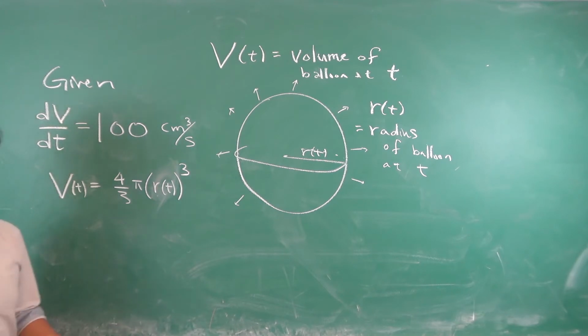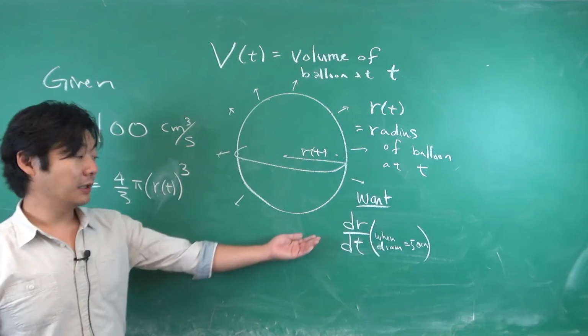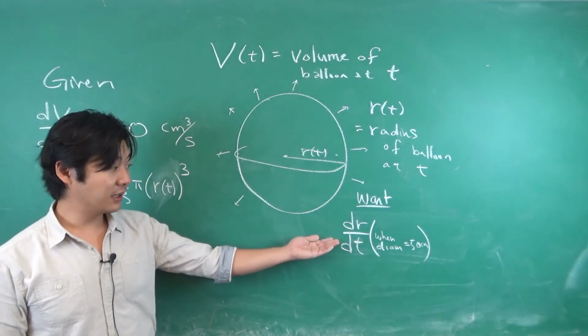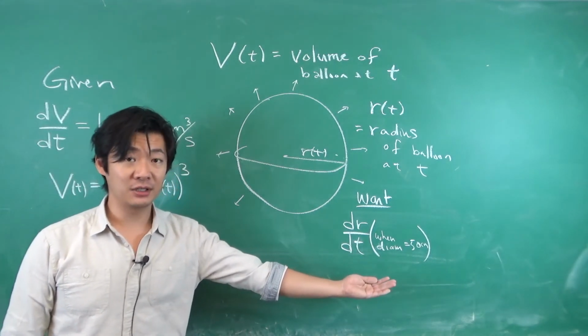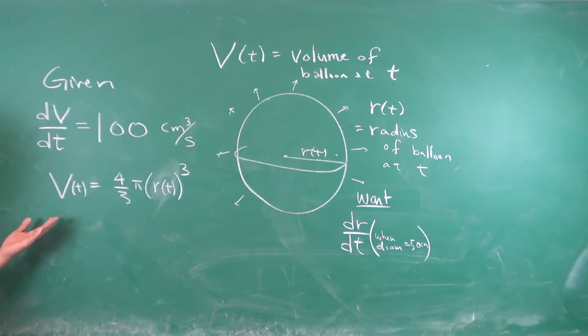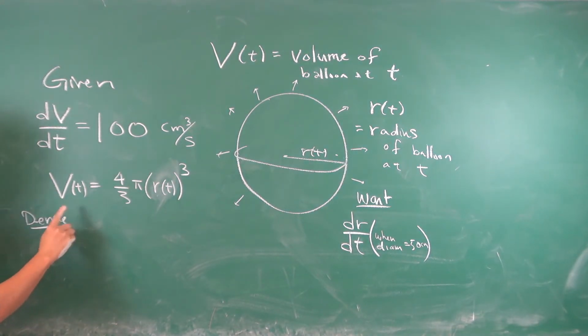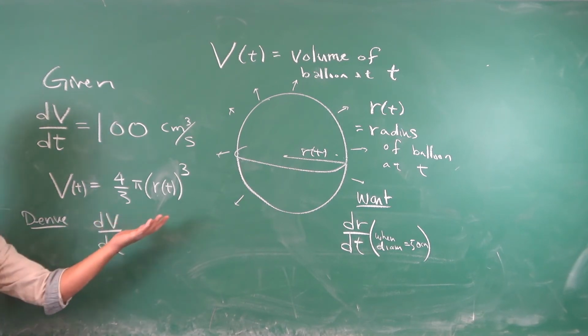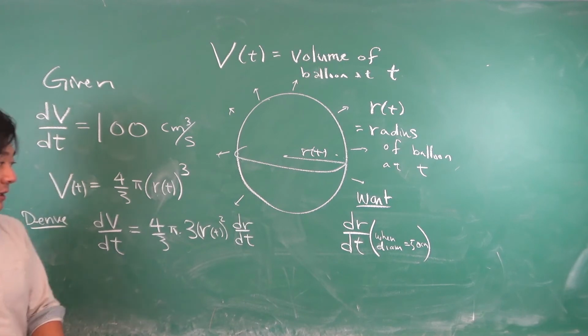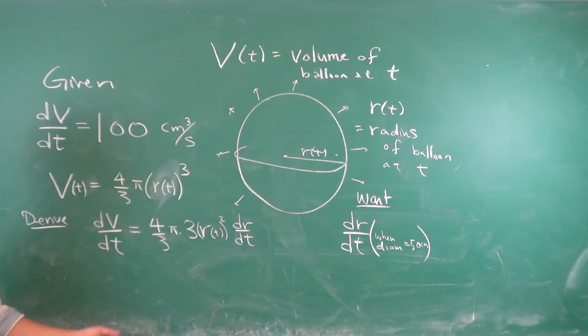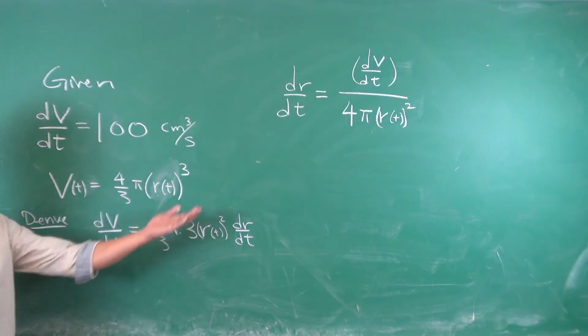Now the question is asking how fast is the radius increasing? So what we want to know is the rate of change of the radius when the diameter is 50 centimeters. So let's first take the derivative of both sides. When you differentiate, on this side, this is just the derivative, dV/dt. This side you have to use chain rule. Now we want to isolate dr/dt, so we'll end up with something like this.